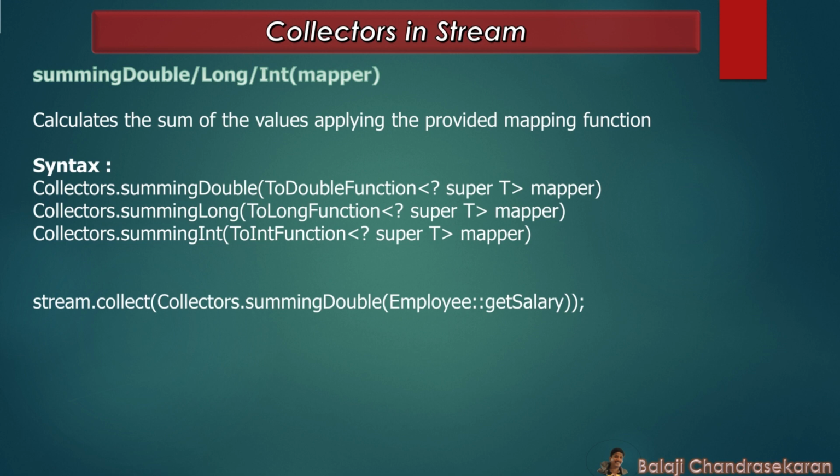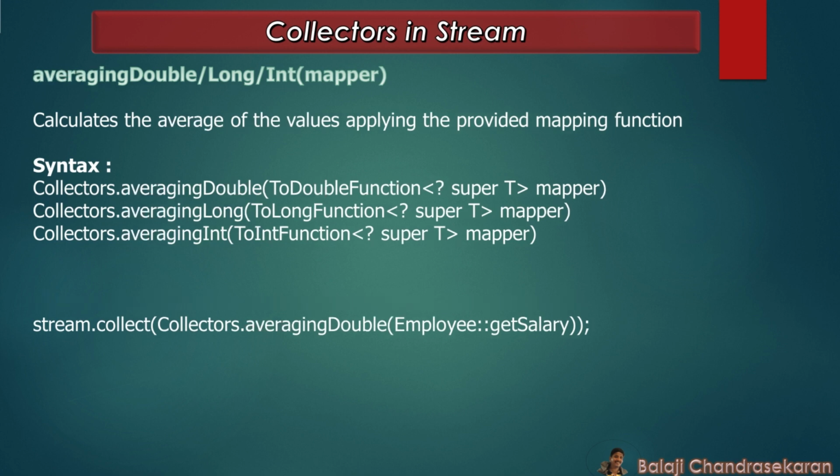The summingDouble, summingLong, and summingInt methods in Java are terminal operations provided by the Collectors utility class in the Stream API. They are used to collect the sum of numeric values extracted from the elements of a stream. These methods return a collector that calculates the sum of the extracted numeric values from the elements of the stream. In the given example, the summingDouble collector calculates the total salary of all the employees by extracting the salary using the getSalary method. Similarly, summingLong and summingInt can be used for long and integer values respectively.